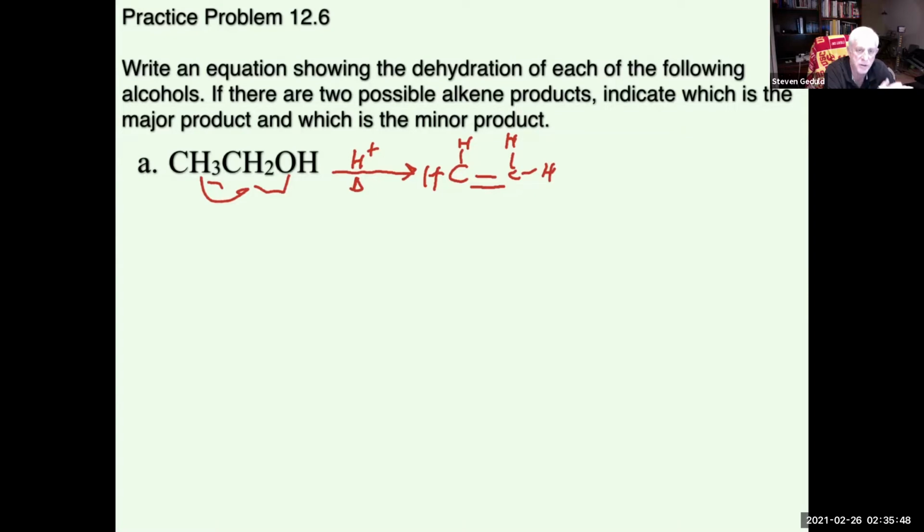No. The OH group is on the end. You only have 2 carbons there. The OH group comes off of this one, and an H comes off of this one. That's the only product you're going to form. You're only going to form ethene.